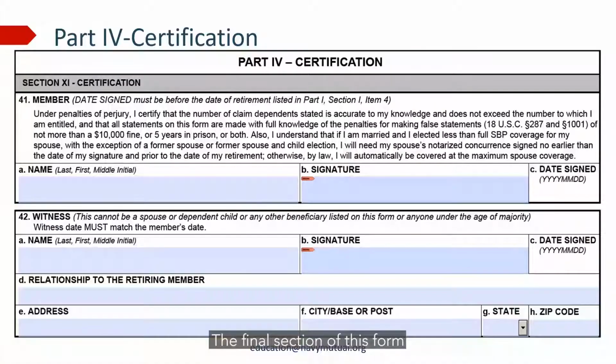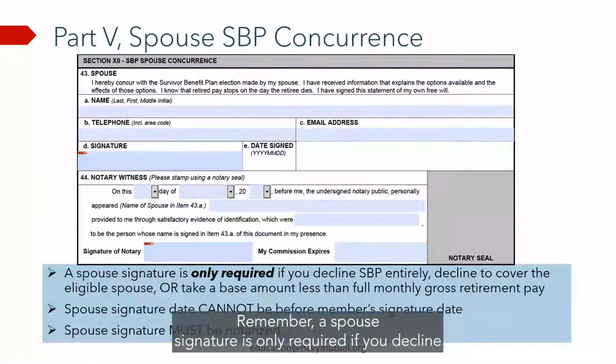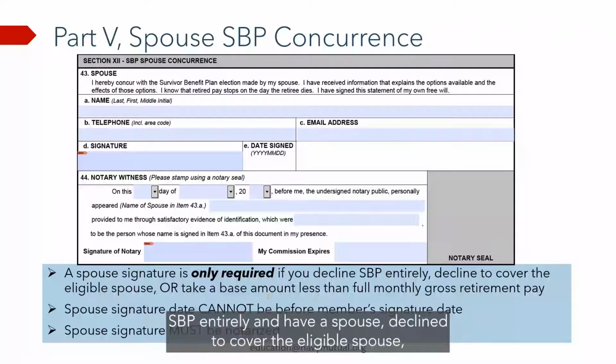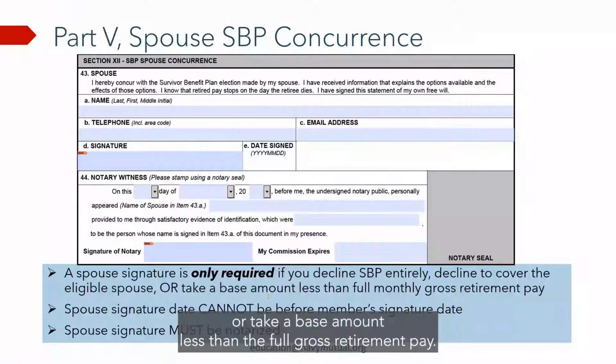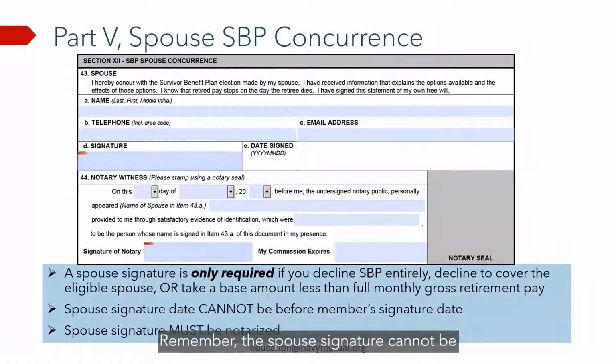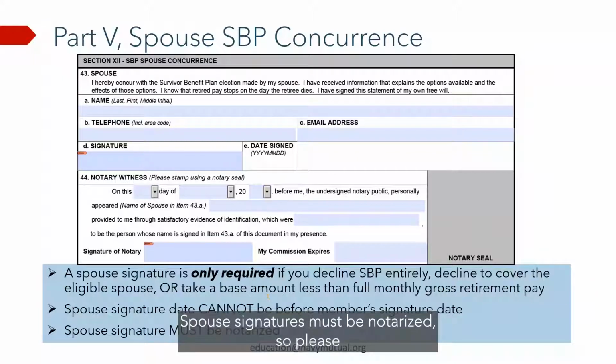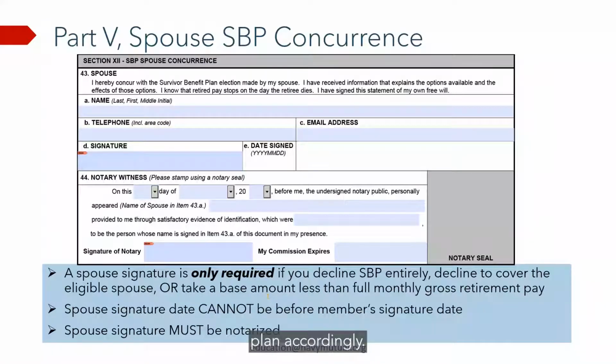The final section of this form has to do with the SBP spouse concurrence. Remember, a spouse signature is only required if you decline SBP entirely and have a spouse, decline to cover the eligible spouse, or take a base amount less than the full gross retirement pay. Remember, the spouse signature cannot be before the member's signature date. Spouse signatures must be notarized, so please plan accordingly.